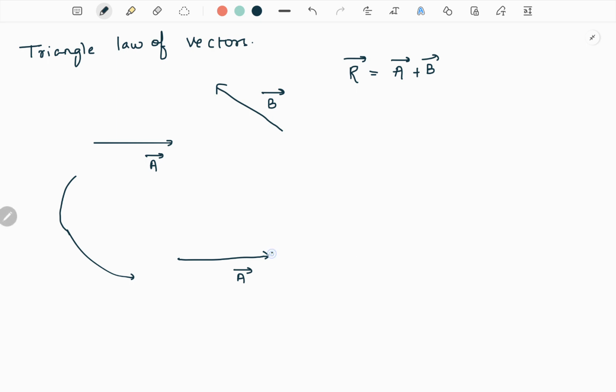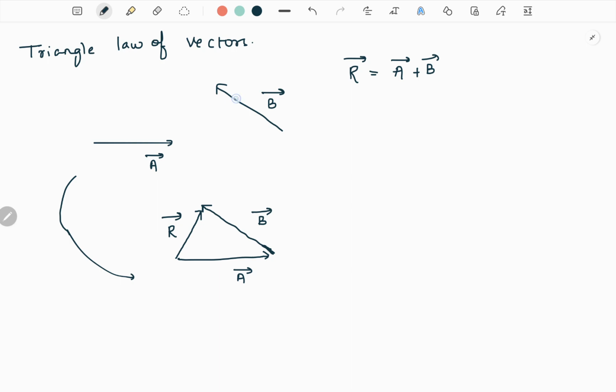So we have to draw B bar in such a way that its tail coincides with the head of the first drawn vector, which is A bar. Now these two vectors are said to be drawn in order. Then the resultant of these two vectors is basically the vector drawn in the reverse order, from the tail of the first vector towards the head of the second vector.